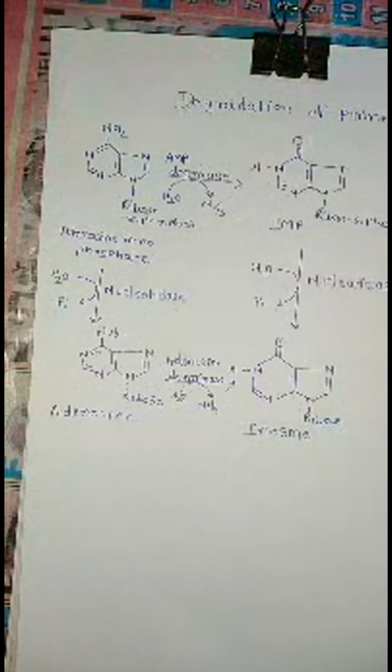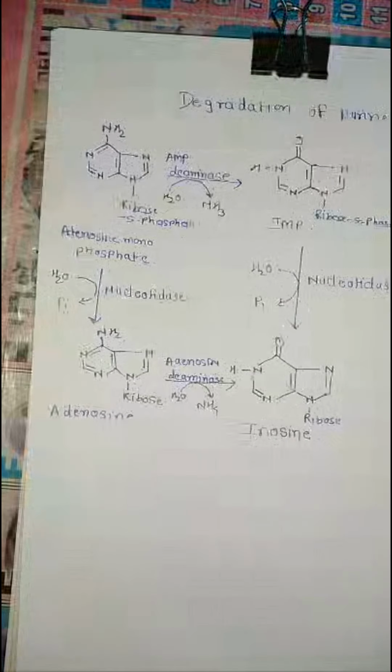So first of all, a very important aspect is here: AMP can convert into IMP, otherwise adenosine can convert into inosine. Adenosine monophosphate can convert into IMP, that is inosine monophosphate, and adenosine can convert into inosine, and that inosine further goes for degradation. So guanosine monophosphate can be converted into uric acid.